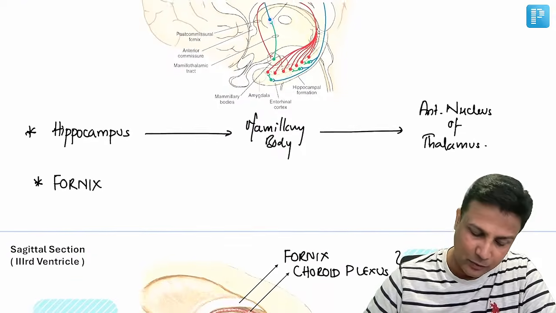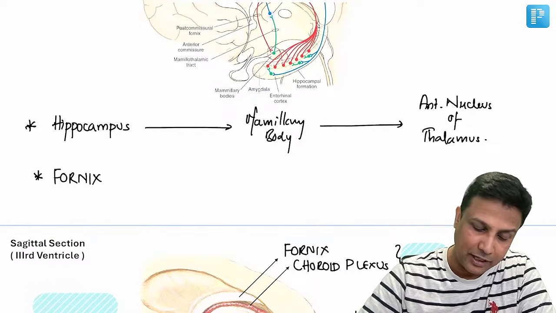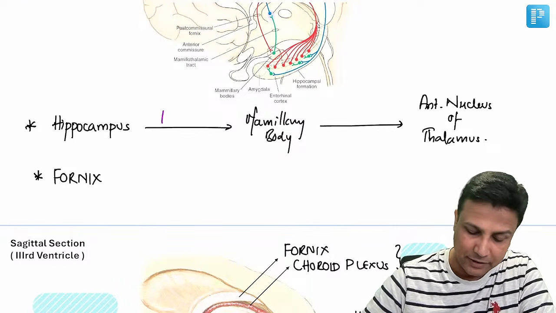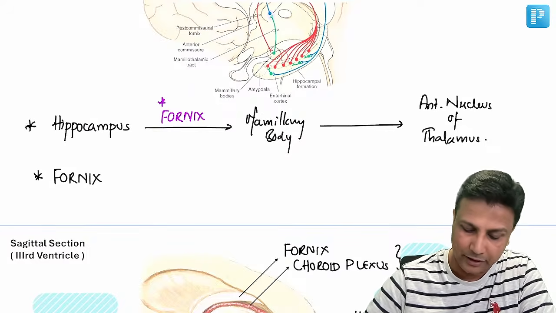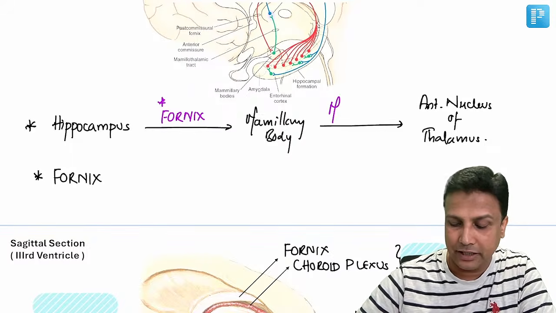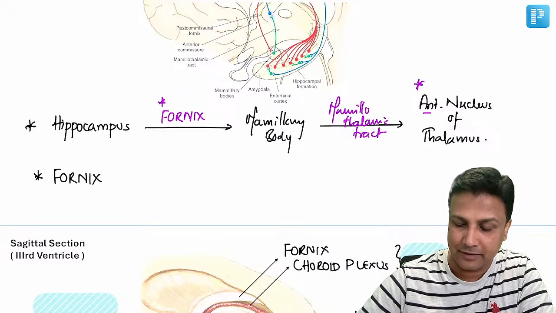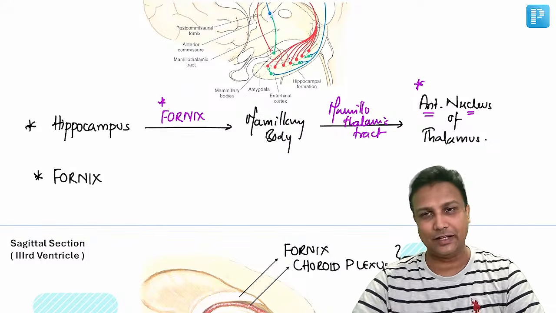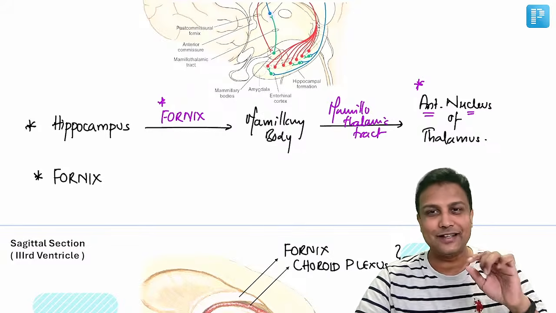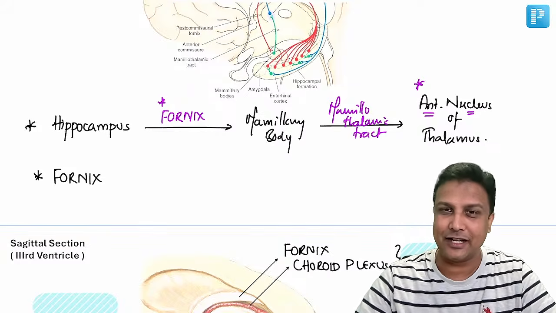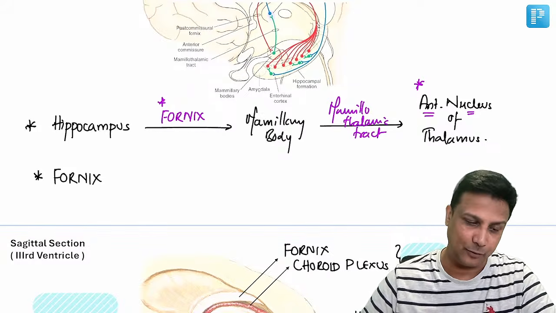So please remember this one statement here. From the hippocampus, the fornix is going to begin, and that is going to go all the way up to the mammillary body. Now from the mammillary body, there will be the mammillothalamic tract, and via this mammillothalamic tract, it is connected to the anterior nucleus of the thalamus. That is important. Anterior nucleus of thalamus. So if you remember this one statement, many a time in your exam, the question has been asked from here. Please take care about that one.